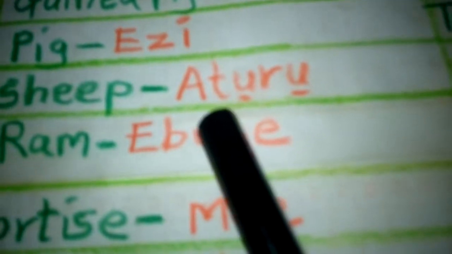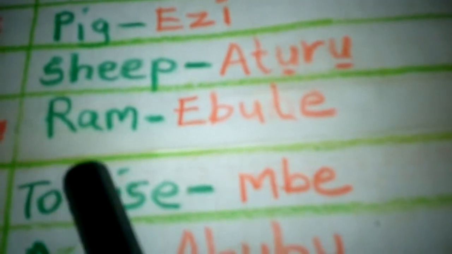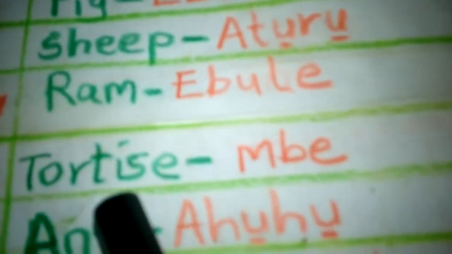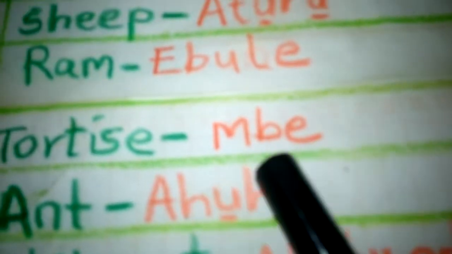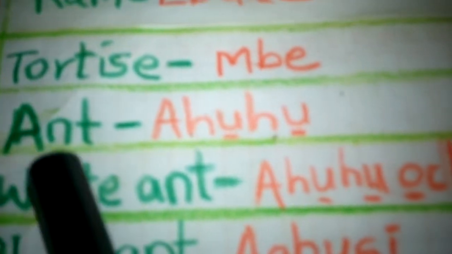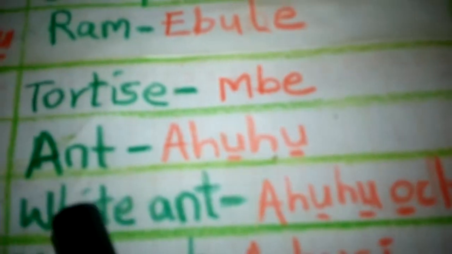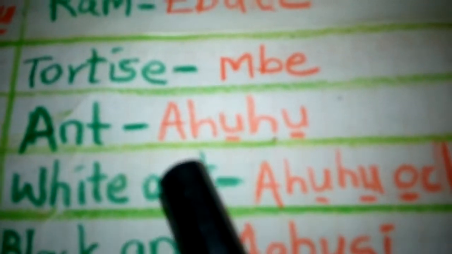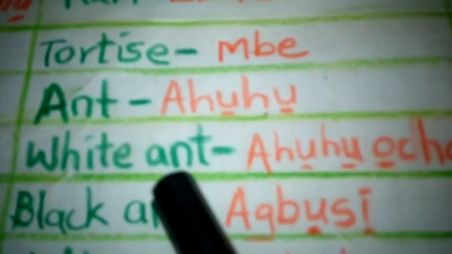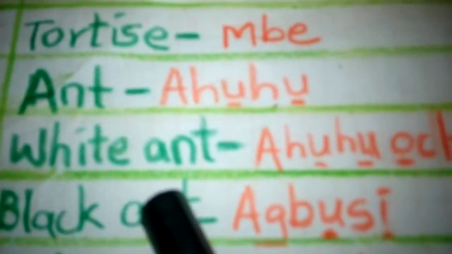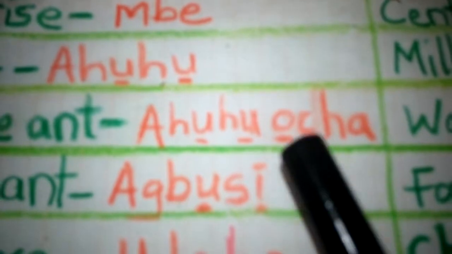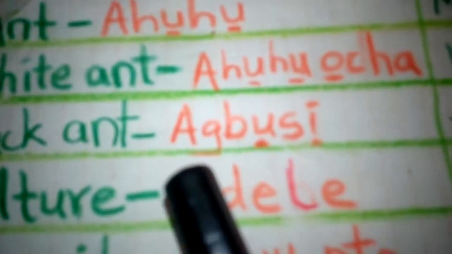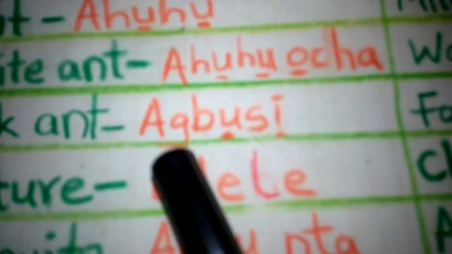Sheep, aturu. Ram, ebule, some people call it ebune. Tortoise, mbe. Ant, ahoho. Any type of ant is called ahoho. White ant, ahoho ocha. Ocha is white. Black ant, abusi.